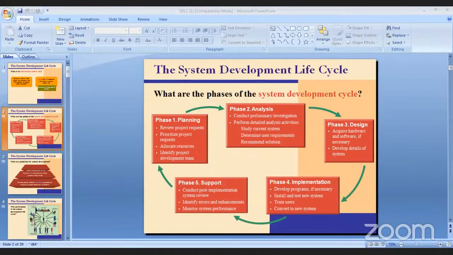So the users will be trained, then you have to convert to the new system. Then the fifth phase, which technically we call implementation and maintenance, that support phase, is the last phase. Here you have to conduct a post-implementation system review.